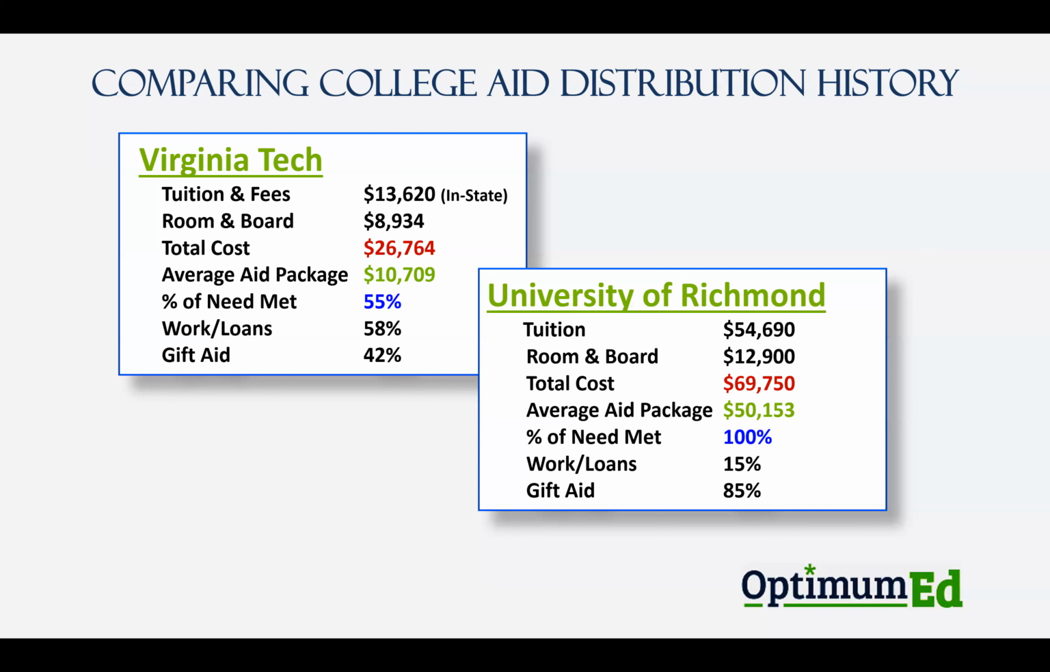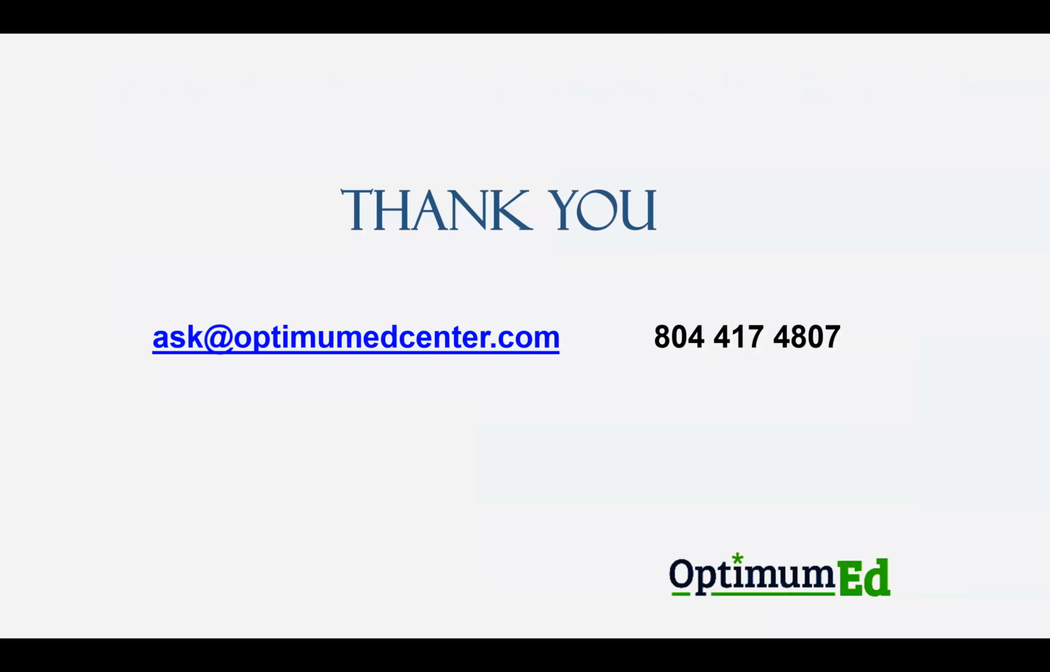So not only are you going to be asked to pay what the formula says that you can afford, but you're going to have to cover that additional $7,500 as well. So it's really important as you're looking at schools, and if cost is an issue, to really see how the schools have performed in terms of distributing aid.